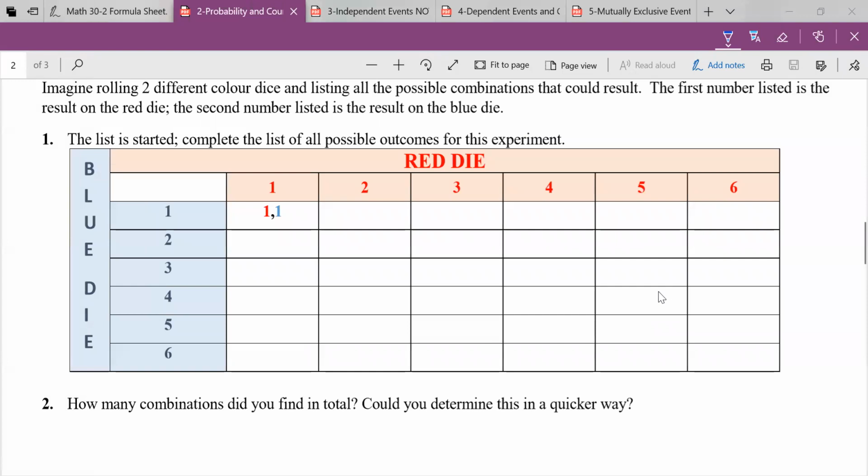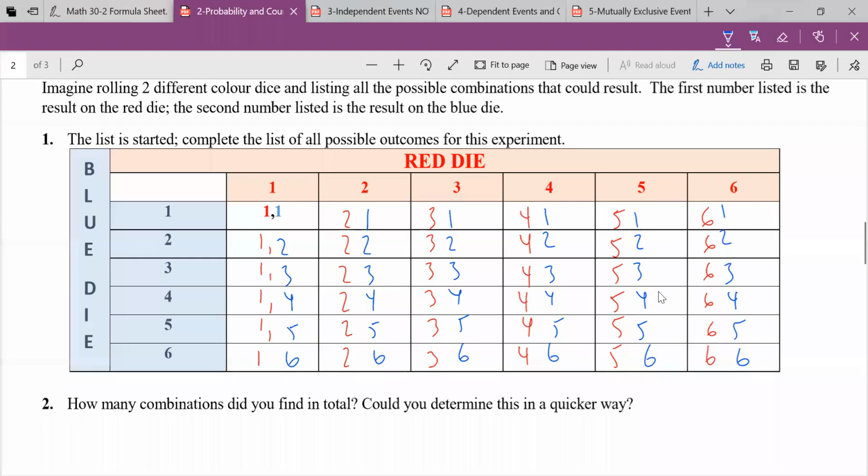So imagine rolling two different colored dice and listing all the possible combinations. The first number listed is on the red die and the second one is on the blue die. The first thing I want you to do is hit pause on the video and fill in all of the different possible outcomes for this table. Take a minute, hit pause, and when you've got it all filled in, come on back. See you in a minute.